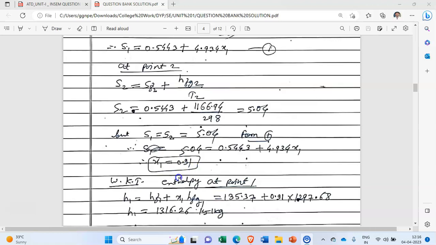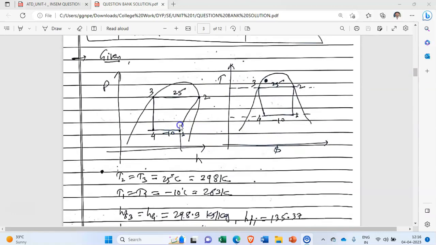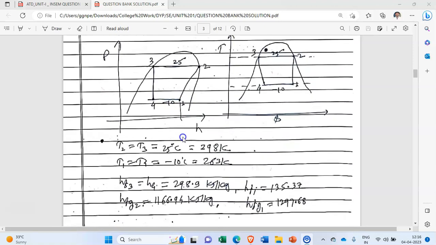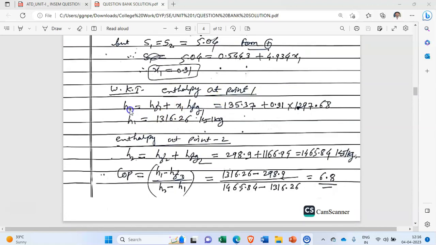As soon as we get the value of the dryness fraction, we can calculate the value of H1, which is needed to calculate the COP. How to calculate H1? Again, we have to remember this formula. Enthalpy at point 1 is H1 equal to HF1 plus x1 into HFG1. This formula we have already discussed in engineering thermodynamics, in semester 1, so it is assumed that you know this formula. HF1 is 135.37 plus x1, just calculated as 0.91, into HFG1, given as 1297.68, and once you put these values in the calculator, you will get H1 as 1316.26 kilojoule per kg.